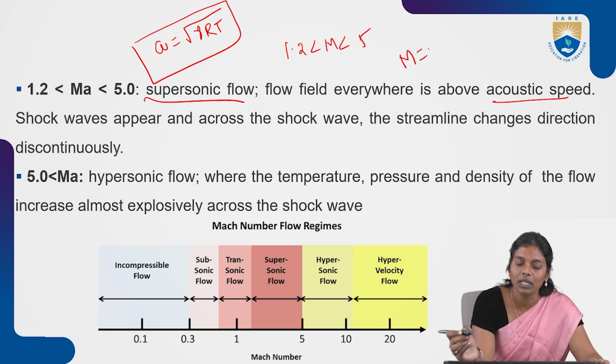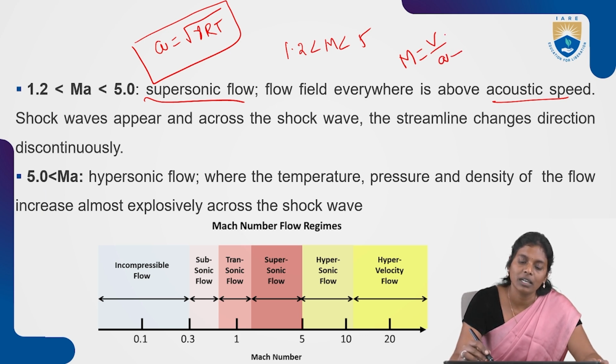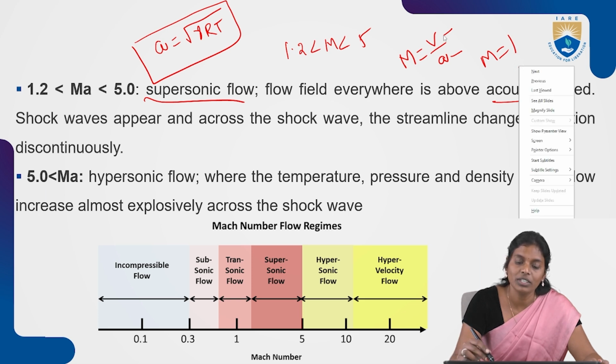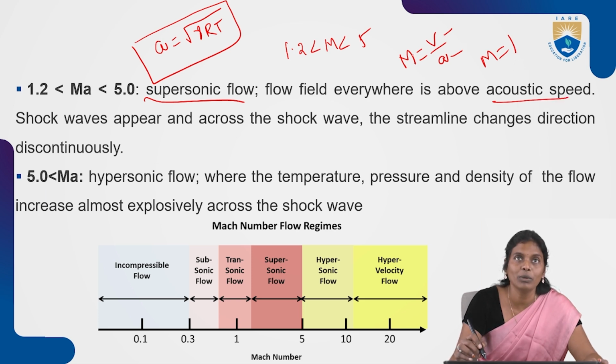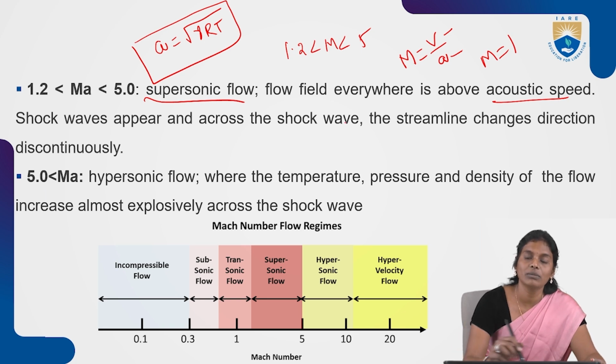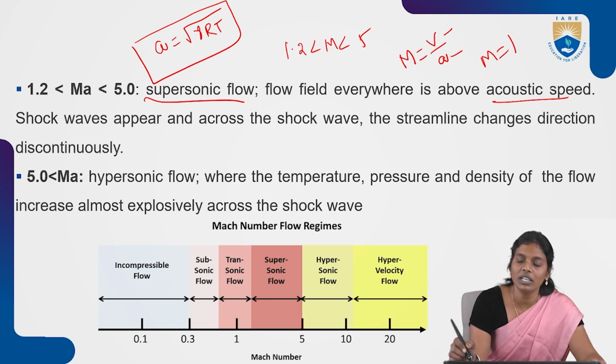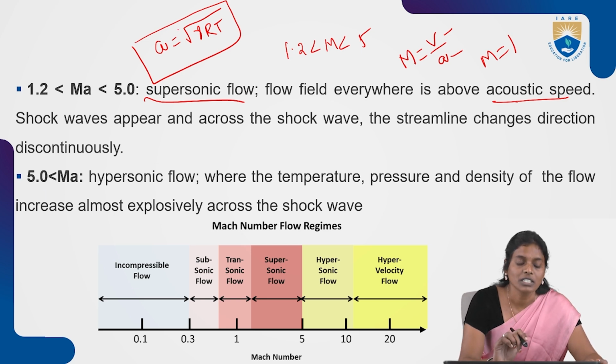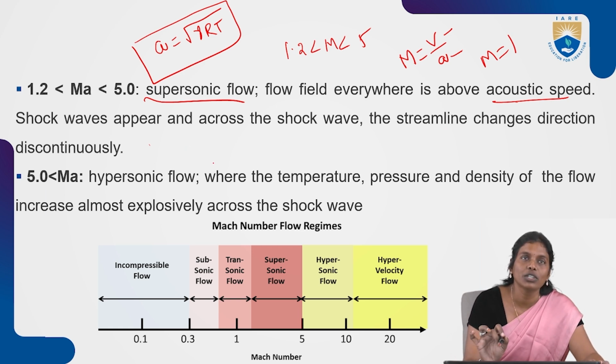So what we are telling, M equal to V by A, right? If A and V are the same, we will have M equal to 1. If V is above A, then M will be more. So what does it mean when it is more? The entire flow field is more than the acoustic speed, or the speed of sound. At that location, shock waves will appear, and across the shock waves the streamline changes direction. Whatever the streamlines are, they are going to change across the shock wave, right?